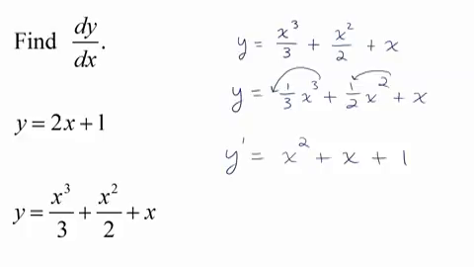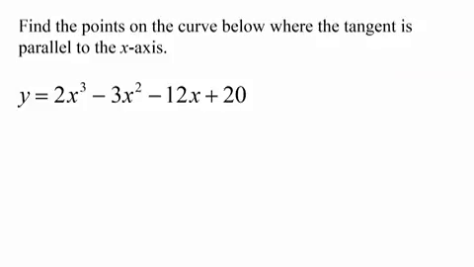Let's try another example that uses these rules, as well as what a derivative means. Find the points on the curve below where the tangent is parallel to the x-axis. We're given y equals 2x cubed minus 3x squared minus 12x plus 20. So again, we want to find the points on this curve where the tangent lines at those points end up being parallel to the x-axis.